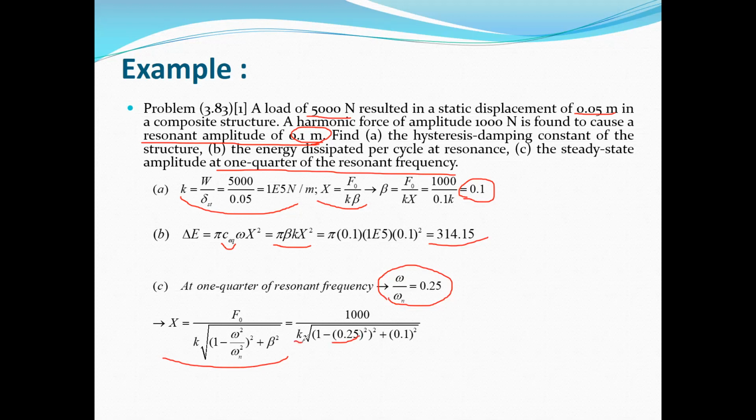We have the stiffness of the system, which is calculated here. We have the F naught, which is the amplitude of the external force, 1000, the given data. And also we calculated beta in part A here. So we only need to substitute here and calculate the maximum amplitude of the response.